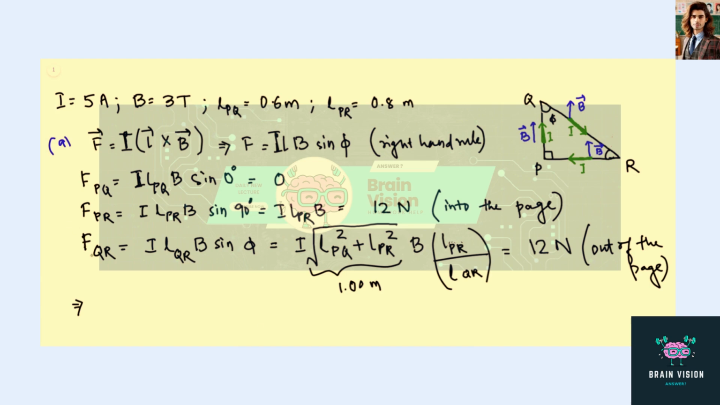Now the net force, I just wrote F_P here instead of F. The net force is the vector sum of all of these forces. You see that we have 12 Newton into the page plus 12 Newton out of the page. So they just cancel, and the net force is going to be 0. So this is the second part.